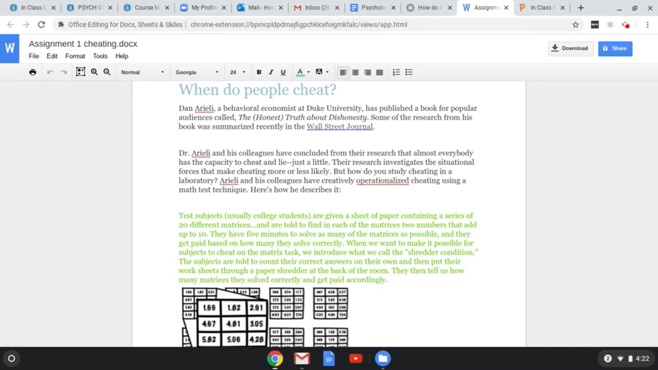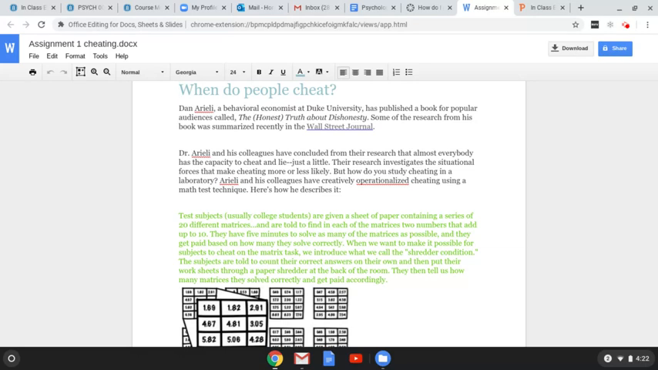So their research, Ariely and colleagues, investigates the situational forces, the environment, what types of things make cheating either more likely or less likely. But we ask the question, how do you study cheating in a laboratory? How can you make a fake scenario where cheating is possible?